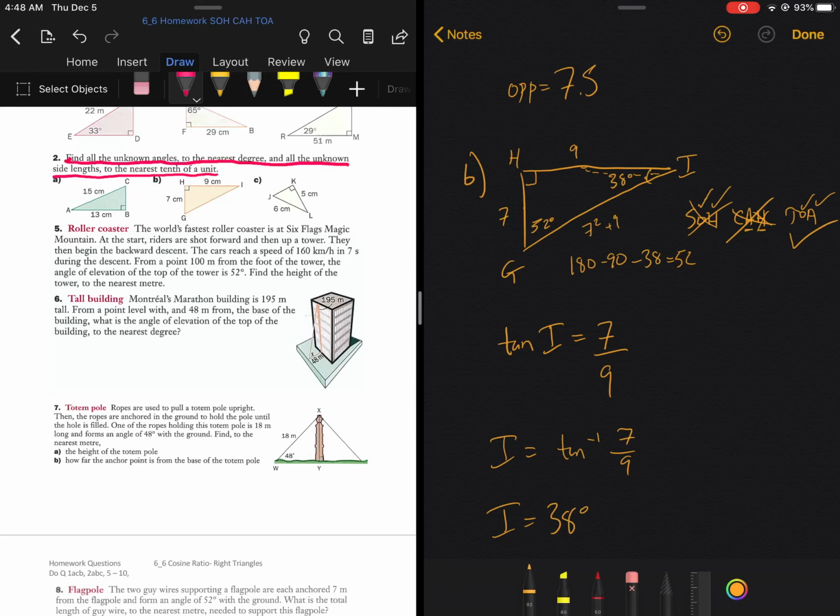And this side is going to be 7 squared plus 9 squared, and take the square root. But actually, to be honest, since we're learning how to use sine, we're going to use the long way.